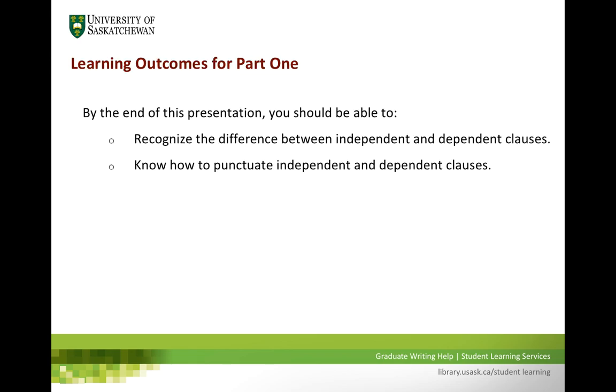Here are the learning outcomes for part 1 of this presentation. By the end of it, you should be able to recognize the difference between independent and dependent clauses and know how to punctuate independent and dependent clauses.